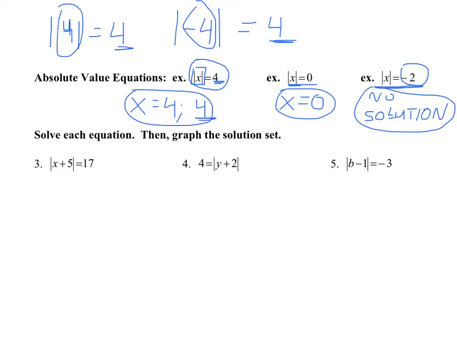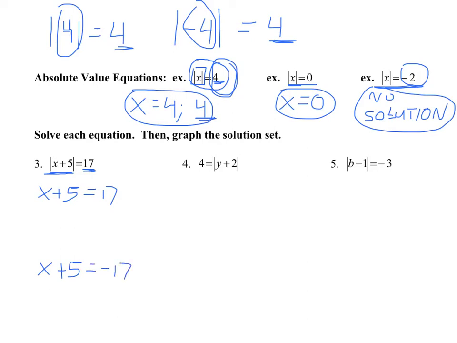Okay, let's look at 3, 4, and 5. Now 3, 4, and 5 are not going to be as easy as the examples. What we really just do is, this absolute value is by itself, so we set up 2 equations, because we get 2 solutions since it's equal to a positive 17, like it was equal to a positive 4 here. My first equation is just x plus 5 equals 17. And then, down below, the second one is x plus 5 equals -17.